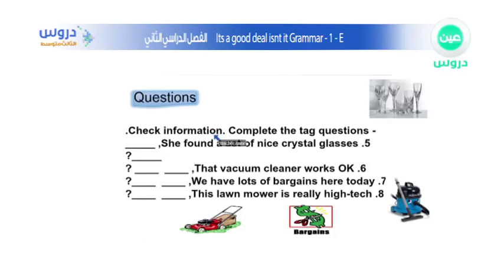Okay, check information. Complete the tag questions in the following. This is number 5 as well. She found a set of nice crystal glasses. Who can answer? She found, in the past, a set of nice crystal glasses. Didn't she? Good job. So what do you think, Hattan, of the next one? That vacuum cleaner works okay.